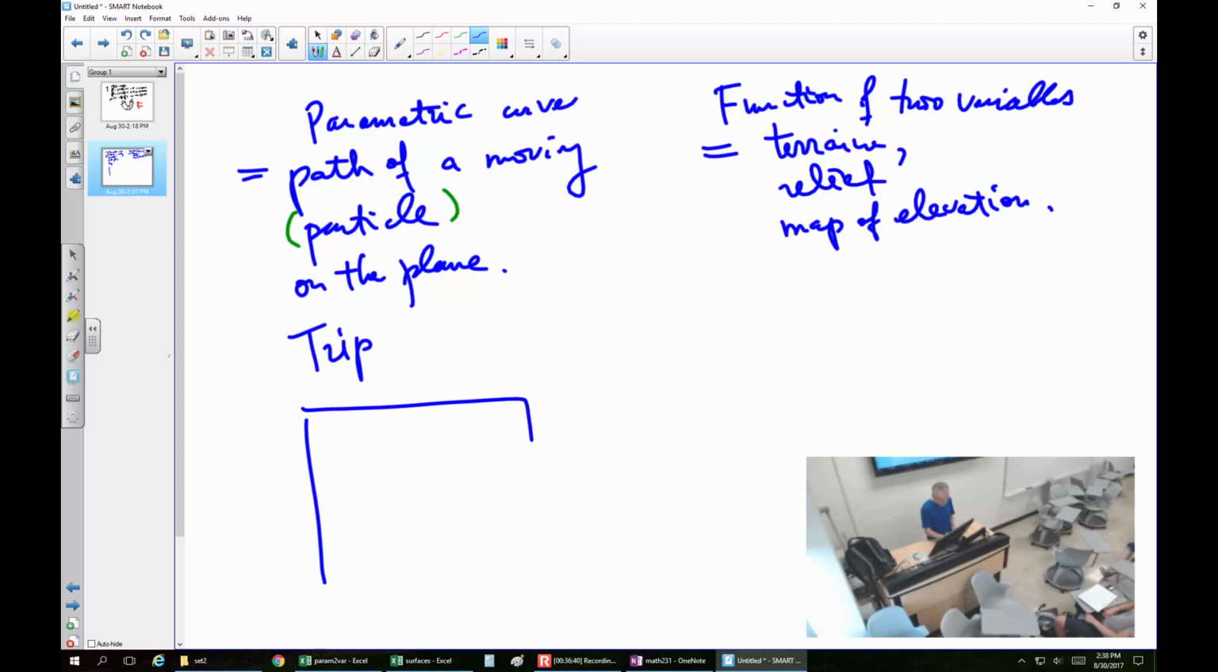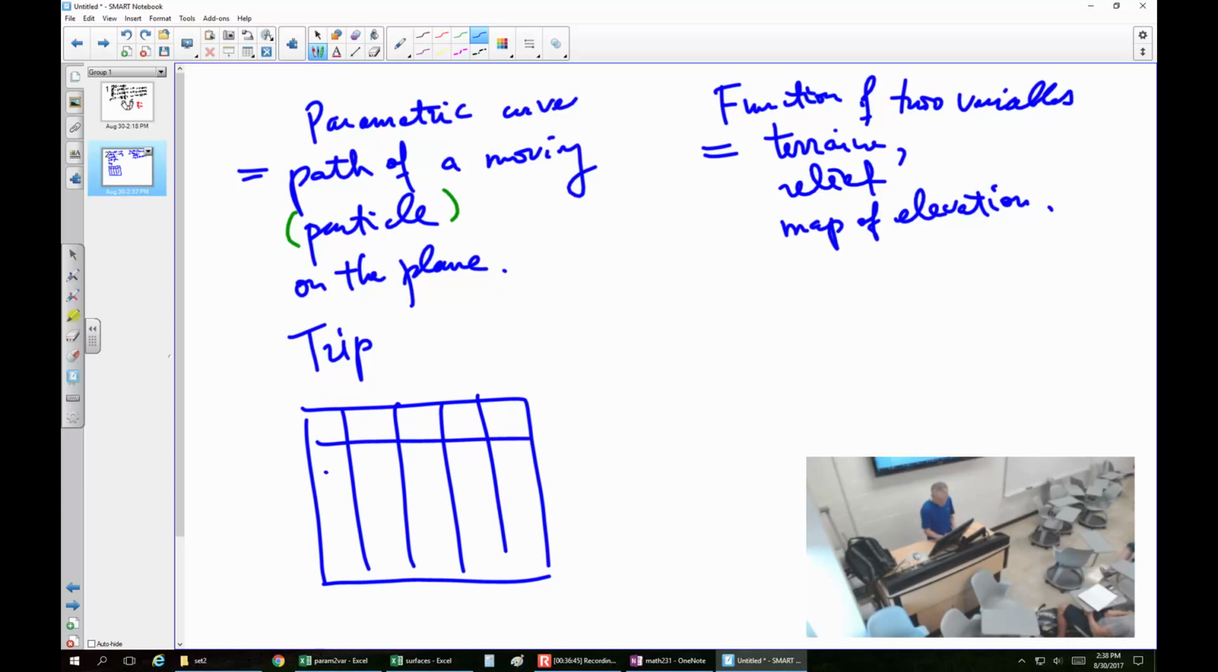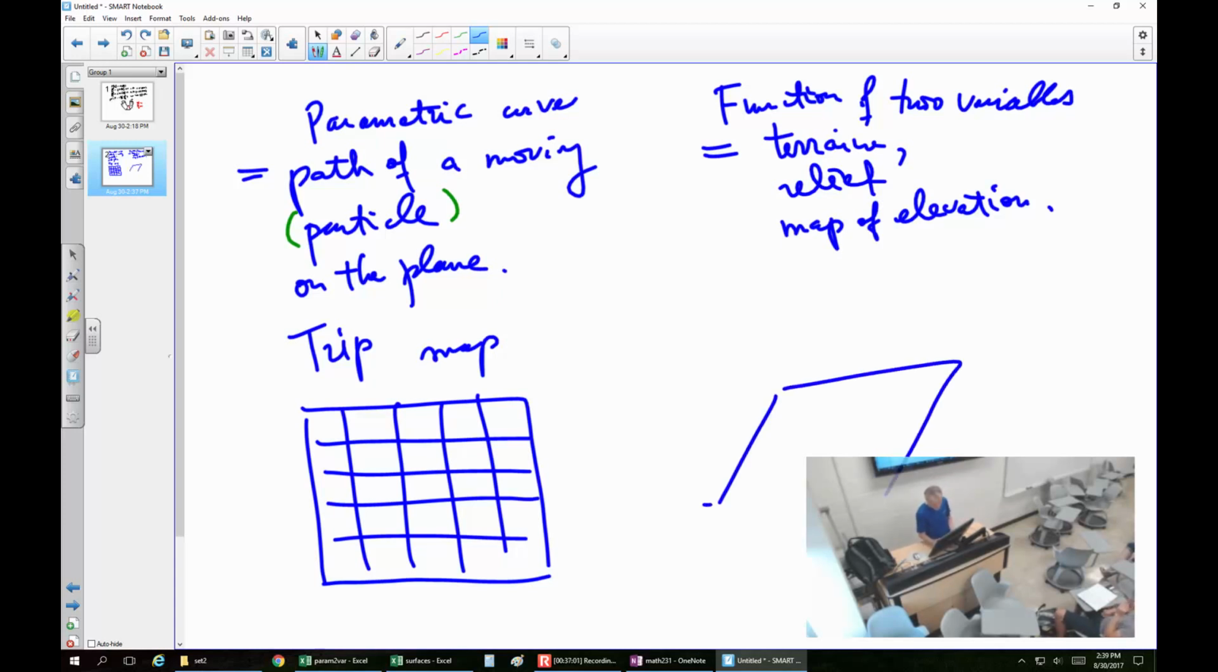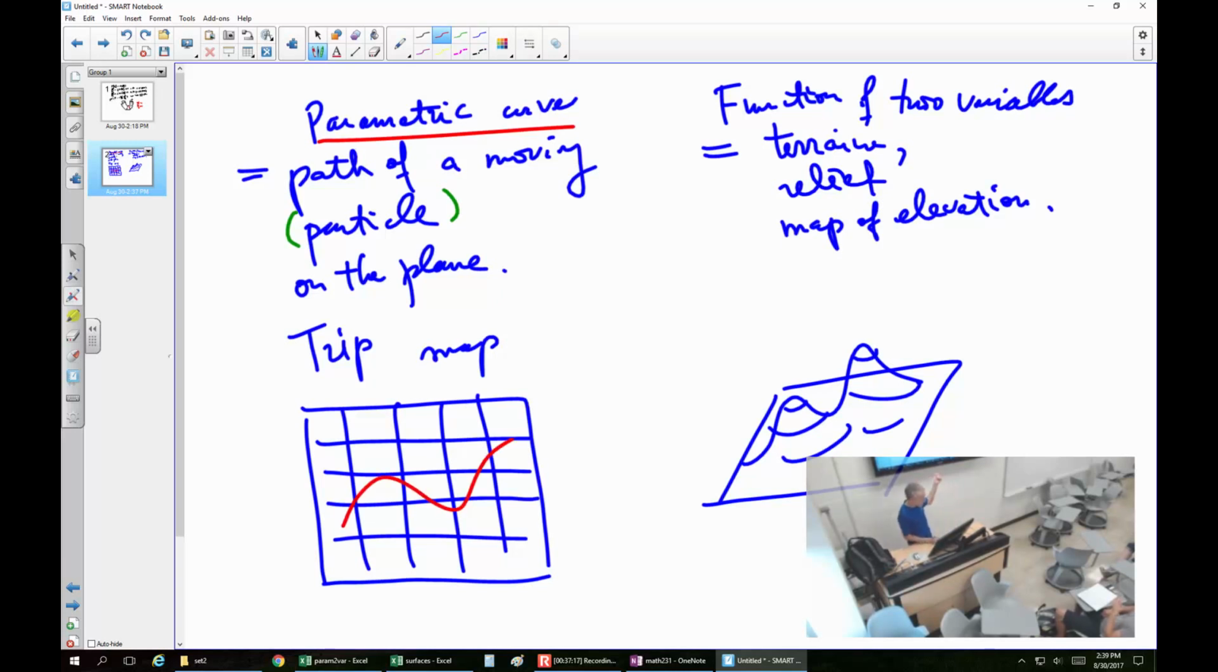You plan your trip with a map. This is your map. And a map might contain, the simplest map contains things such as forests and rivers, but it does not necessarily contain elevation. Okay, so that will be the second map. There are hills like this. Okay, so this is my parametric curve. It will look like this. We are taking a trip through wilderness, and we design a trip.